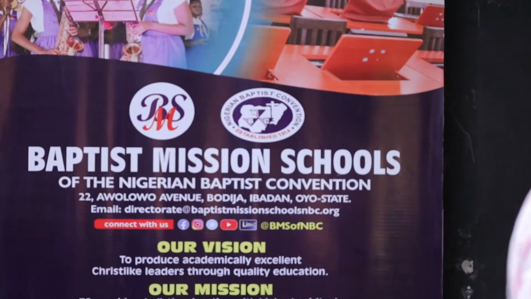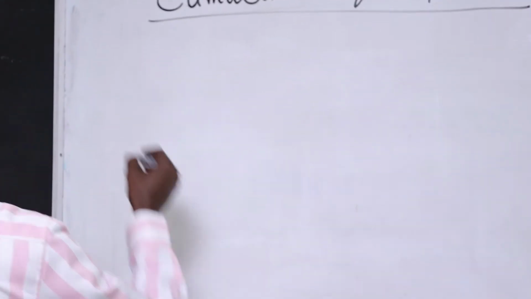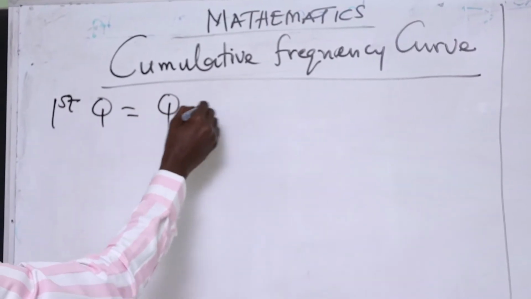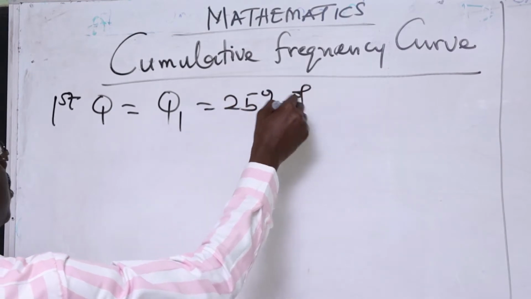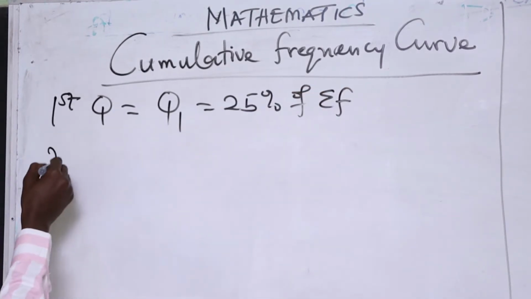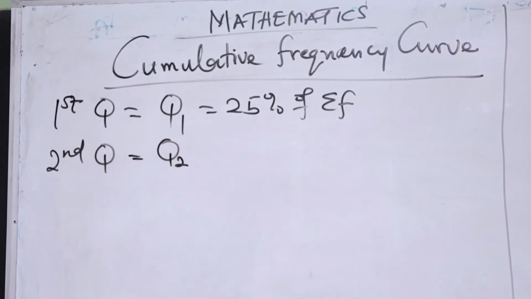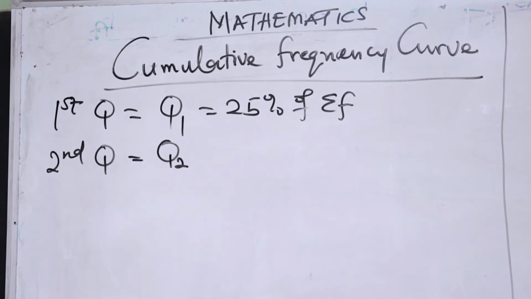We know that the first quartile, which is the same thing as the lower quartile, is 25% of summation F. You will agree with me that the first quartile, which is Q1, is 25% of summation F. The second quartile, which is Q2, and is also the middle quartile, is also the median. Yes or no? Yes, sir.